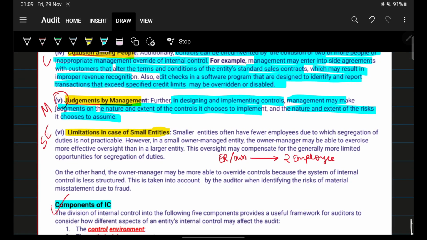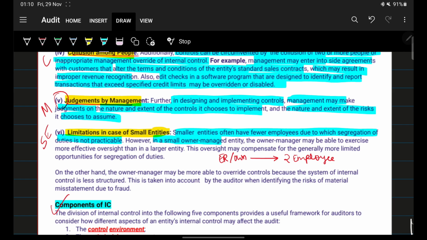And lastly, limitations in case of small entities, right? Smaller entities have fewer employees, due to which segregation of duty is not practicable. Meaning, in bigger entities, one of the methods of internal control is segregation of duty. So there's no one place where power is consolidated, right? When power is consolidated, there's a lot of complacency and authoritarian kind of management behavior, so segregation of duties is done. But in smaller entities, this segregation of duty is not possible because there are only a few employees, right?